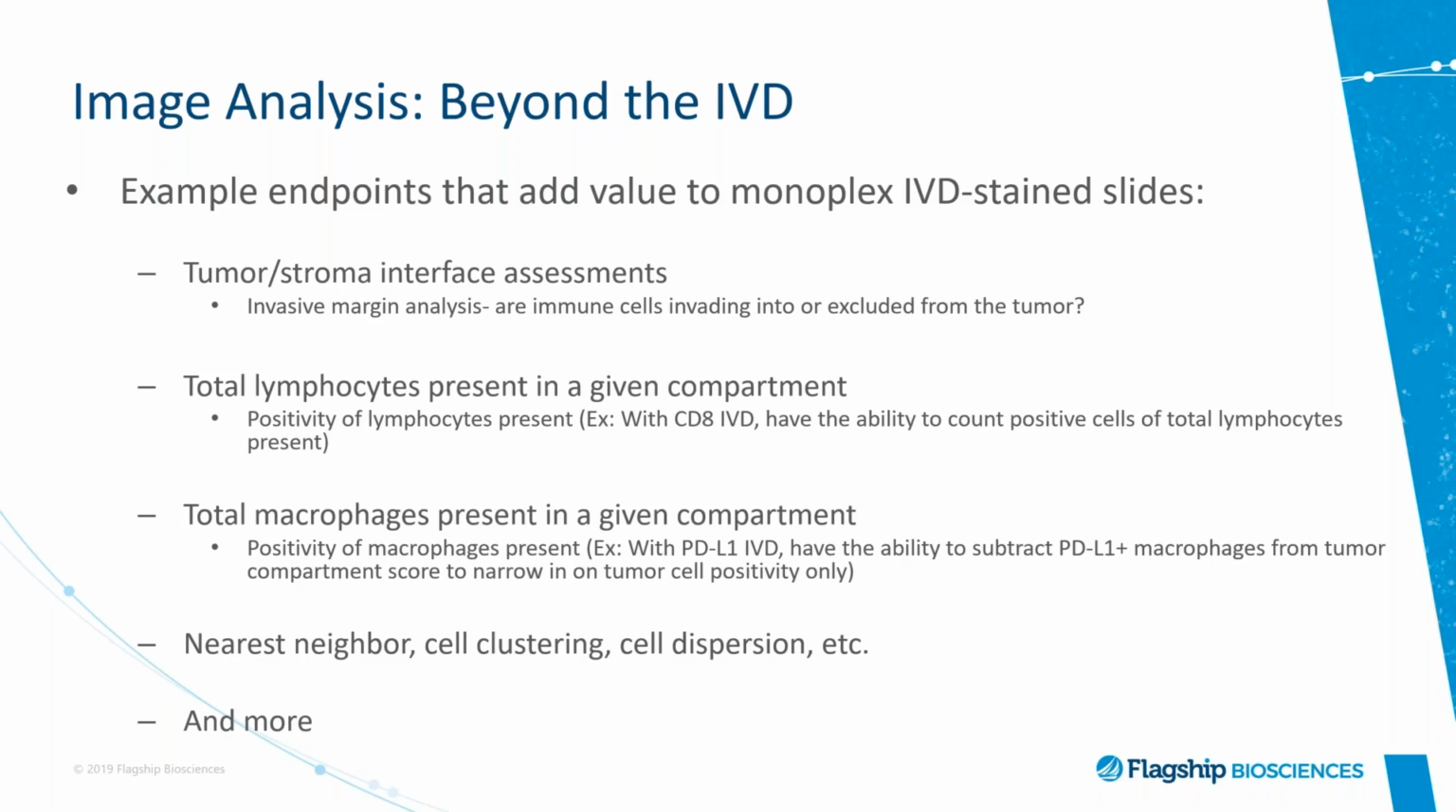So these are examples of some endpoints that add value to the monoplex IVD stain slide. The tumor stroma interface assessment can be calculated. The total lymphocytes present in a given compartment, the total macrophages present in a given compartment, and for each cell, one can determine the positivity or negativity status for PD-L1. Nearest neighborhood, cell clustering, and more sophisticated assessments can also be achieved.